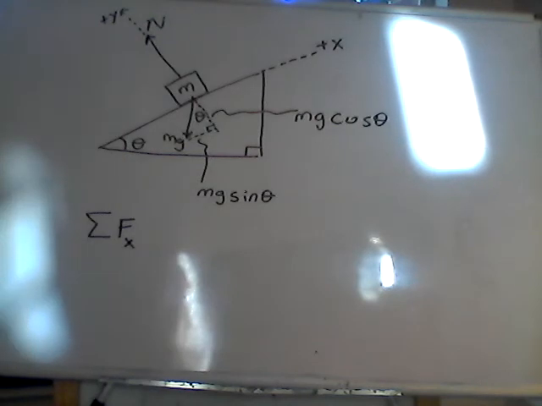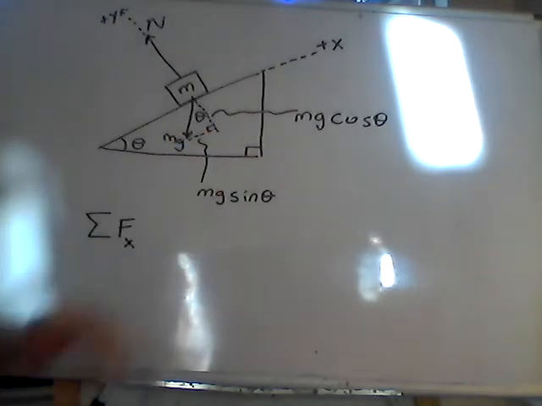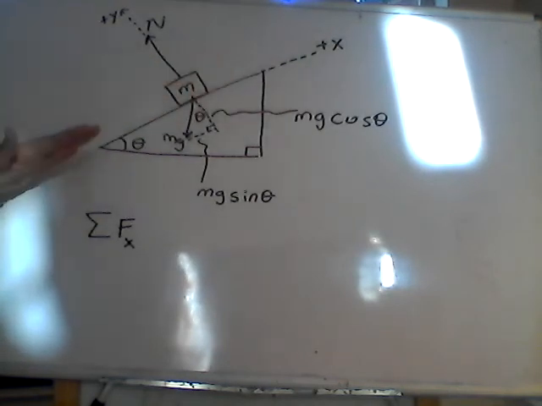What are the forces in this problem? Normal force and weight, right? That's it. Friction is not a player in this particular problem. Normal force and weight. But not the whole weight, just the component along the x direction. So if I call this positive x going up the ramp, down the ramp is negative x.